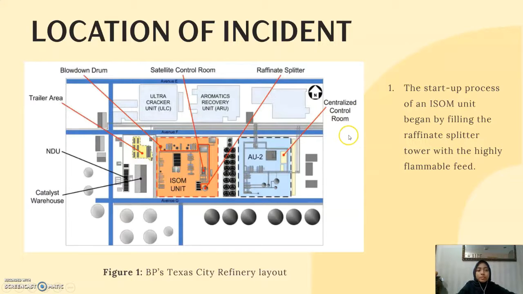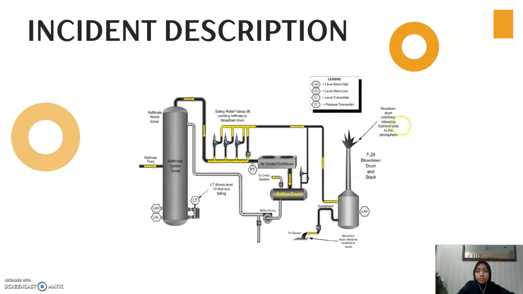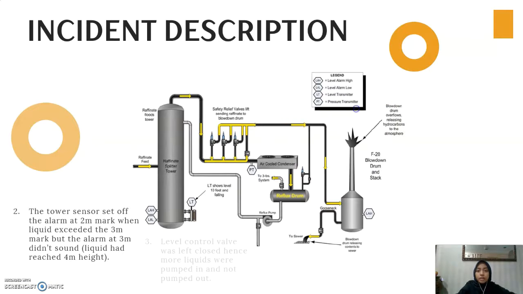Firstly, the startup process of the ISOM unit began by filling the raffinate splitter tower with highly flammable liquid. Next, moving on to the layout of the ISOM unit. The tower sensor was meant to set off the alarm at the 2 meter mark when the liquid exceeds 3 meters, but the alarm didn't go off at 3 meters when the actual height of the liquid was 4 meters high, which is above the required capacity. The level control valve was left closed, hence more liquid was pumped in and none pumped out.